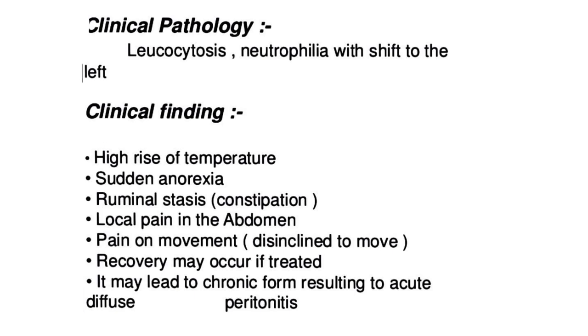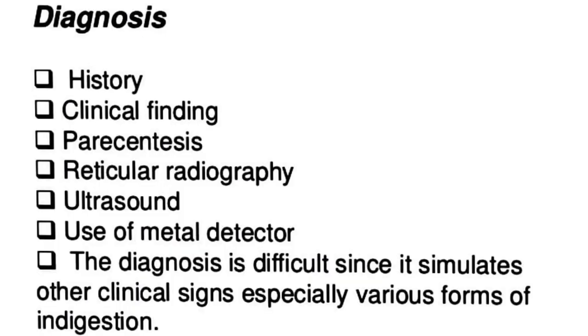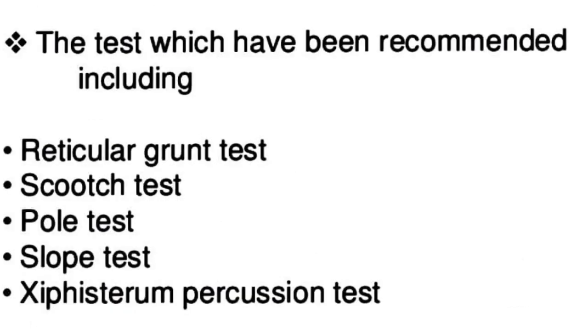Clinical findings: you will find a high rise in temperature, sudden anorexia, ruminal stasis meaning constipation, local pain in the abdomen, pain on movement. Recovery may occur if treated. It may lead to a chronic form resulting in acute diffuse peritonitis. Now how do you diagnose it? It is done by taking history, clinical findings, paracentesis, reticular radiography, ultrasound, use of a metal detector, and the tests recommended include the reticular current test, Scoos test, pole test, slope test.